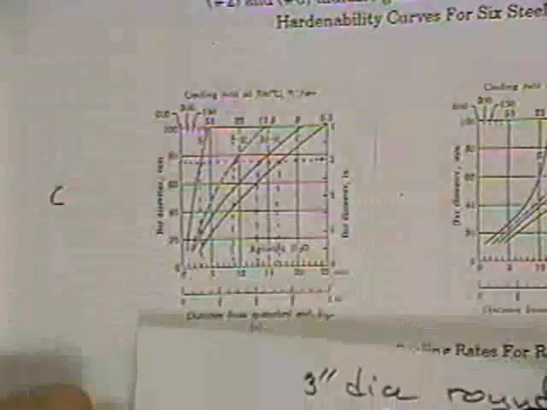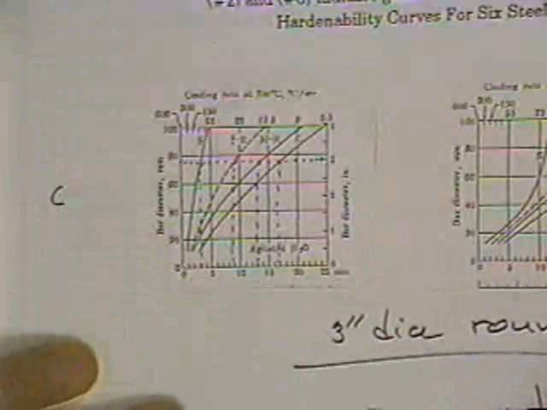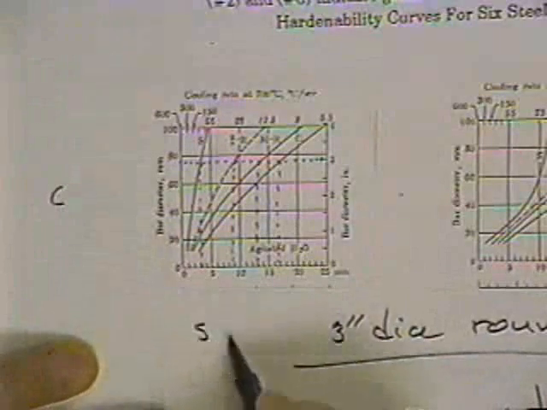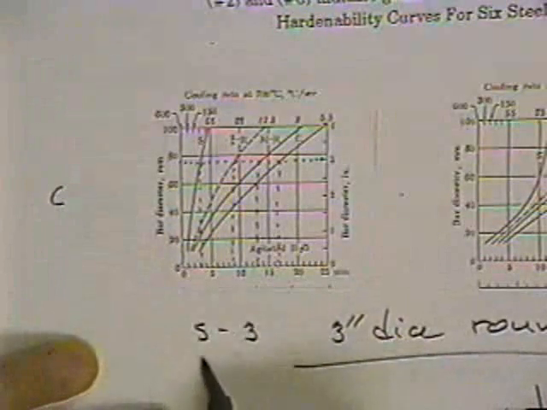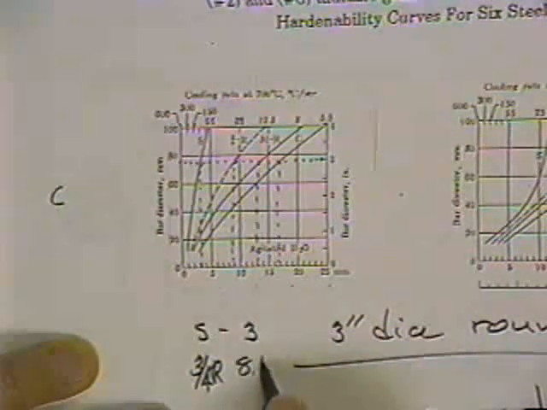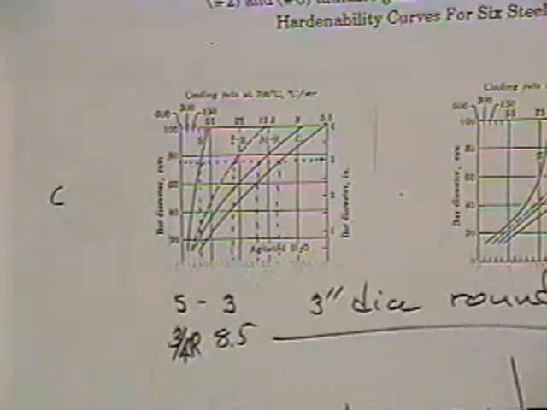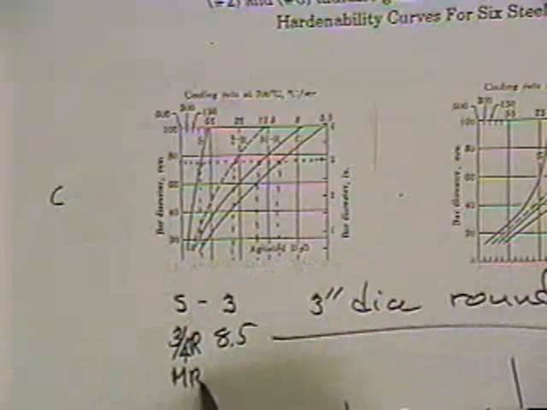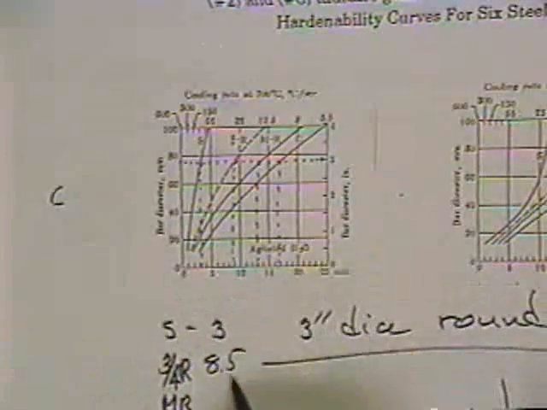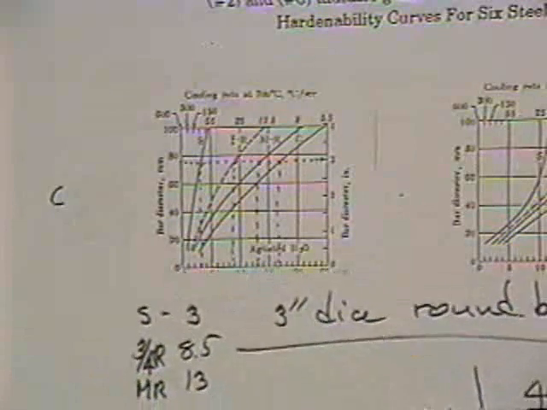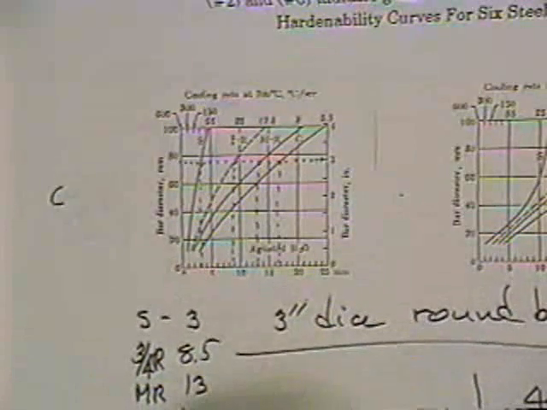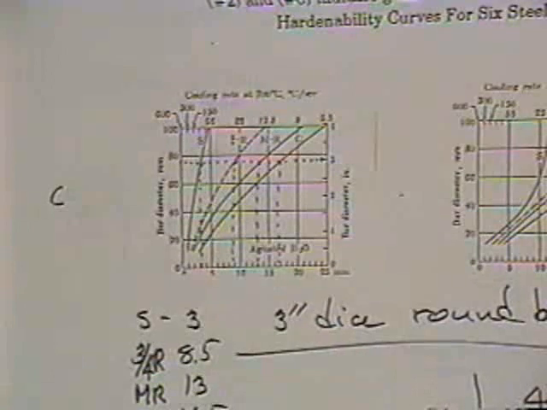We need these numbers. So this looks like it's at the surface, it's 3 millimeters. At the 3/4 radius, it's 8.5. At the mid radius, it looks like it's 13, and at the center, it looks like, what do you think, 16.5? 16.5. All right.